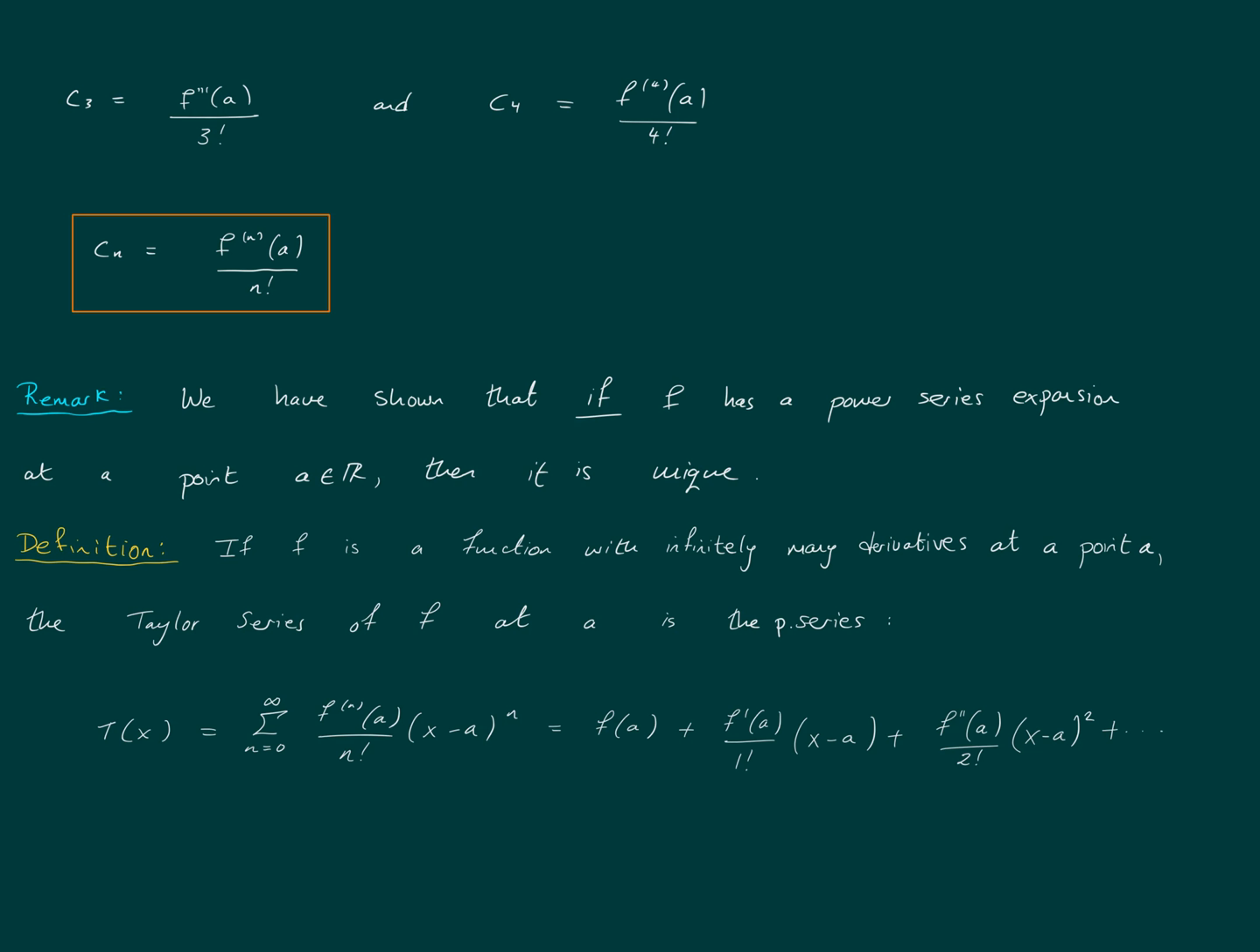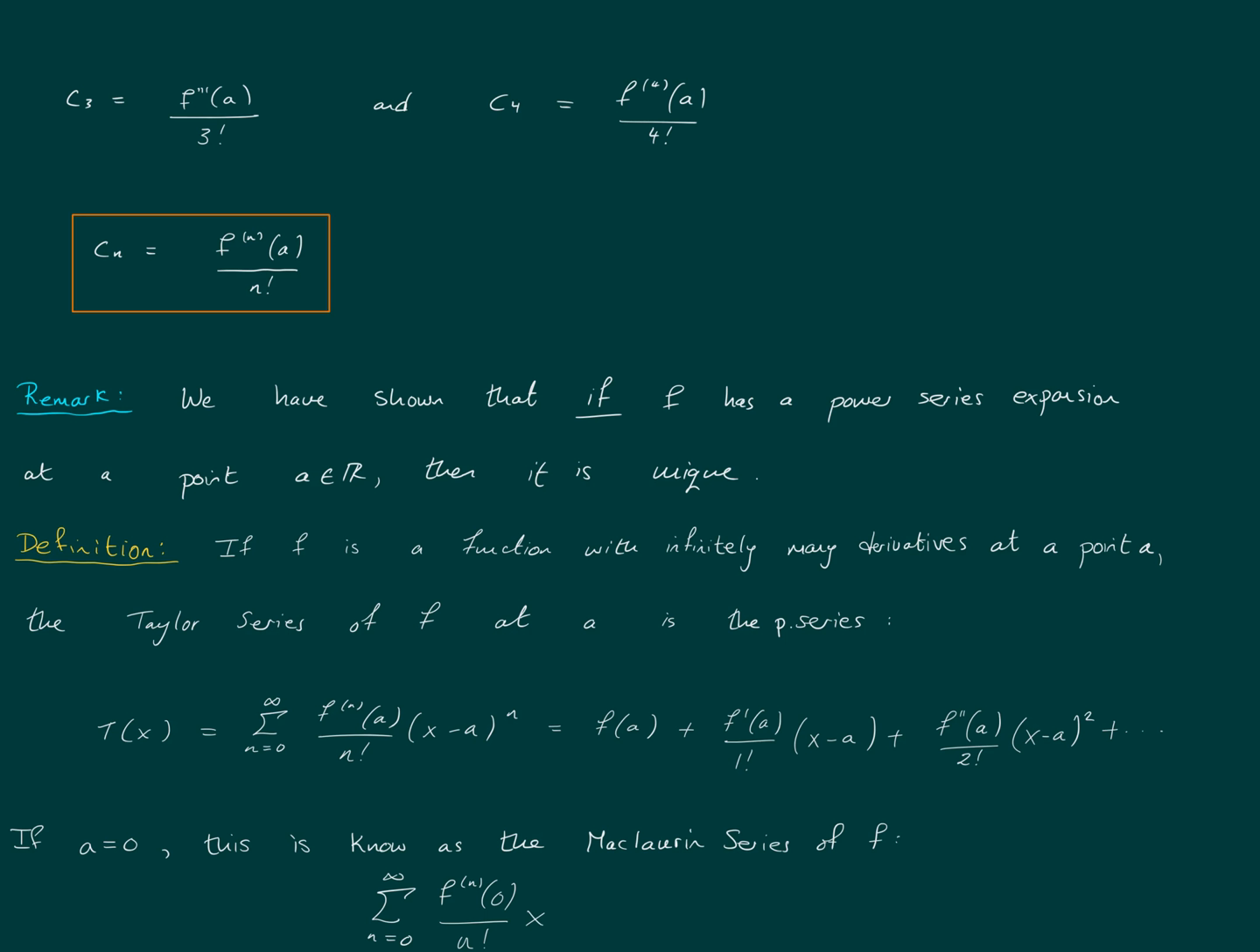Okay, so if a is equal to 0, this series is known as the Maclaurin series. So the Maclaurin series is just a special case of the Taylor series. The Maclaurin series of f is the sum from n equals 0 to infinity of f differentiated n times evaluated at 0 over n factorial, and then just x to the n.